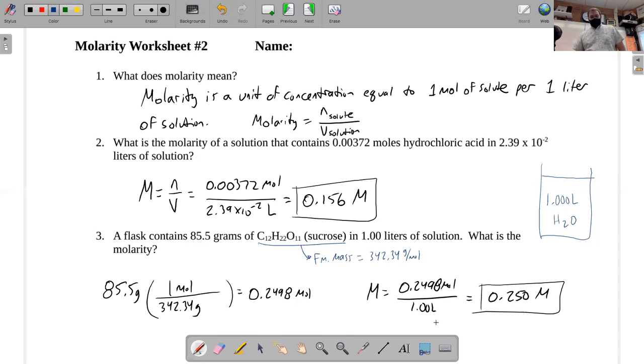Anyway, it's always smart and useful and important to convert to moles for all kinds of stuff in chemistry. If you got the mass, you got to convert it into moles anyway. So those are pretty straightforward.